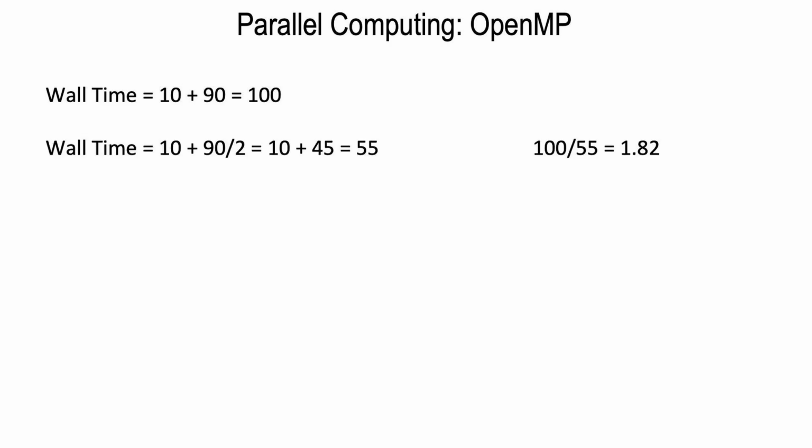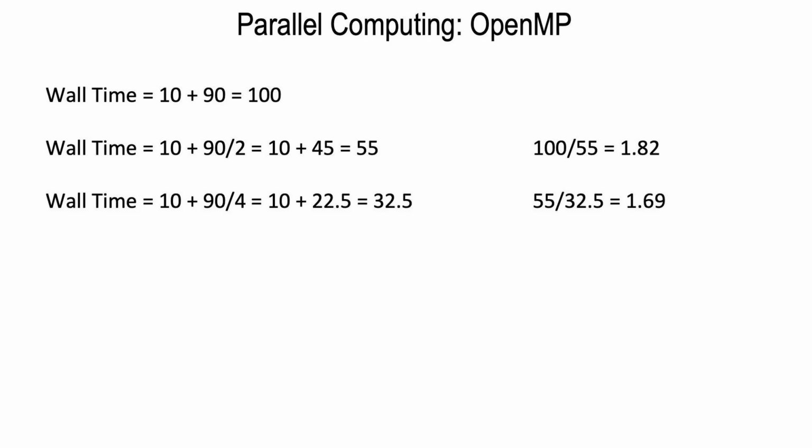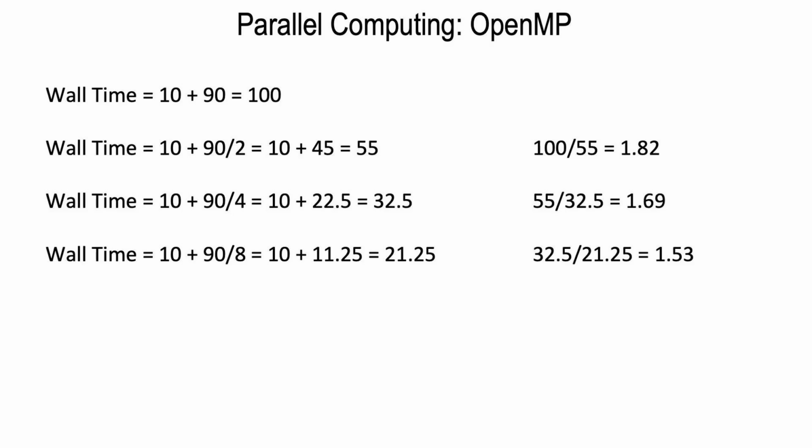Given these assumptions, if we were to employ 2 threads, the theoretical speedup would be approximately 1.82. By increasing the number of threads from 2 to 4, we can achieve a theoretical speedup of around 1.69. Upon increasing the number of threads from 4 to 8, we can expect to observe a theoretical speedup of approximately 1.53.